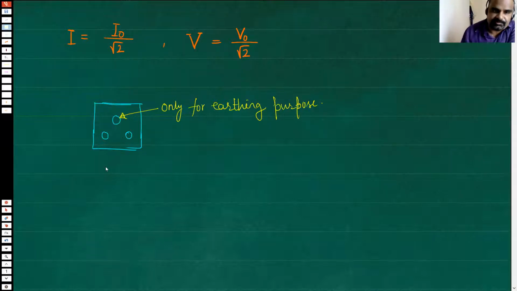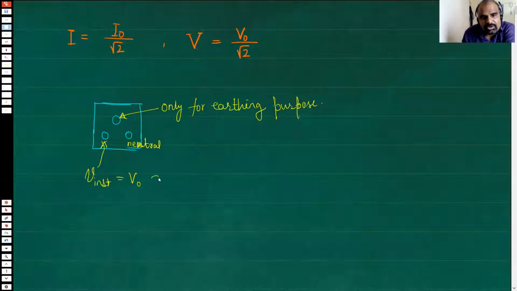Okay, now let's come to these two. Out of these two, which one is positive terminal and which one is negative terminal? Actually, one of them is neutral. You might have heard that this is neutral wire. The potential of the other one varies sinusoidally. So instantaneous voltage is equal to V naught sine omega t plus some phi maybe. So sometimes this potential is positive and this is always zero.